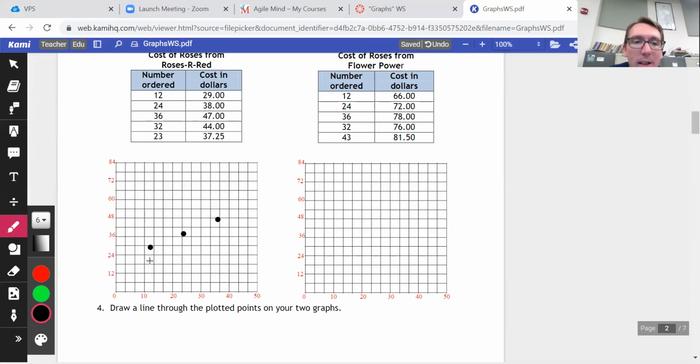All right, notice they're making a straight line. That's good. 32 costs $44. Hey, that's backwards. Well, we'll go back to 32. It costs $44. That's about right.